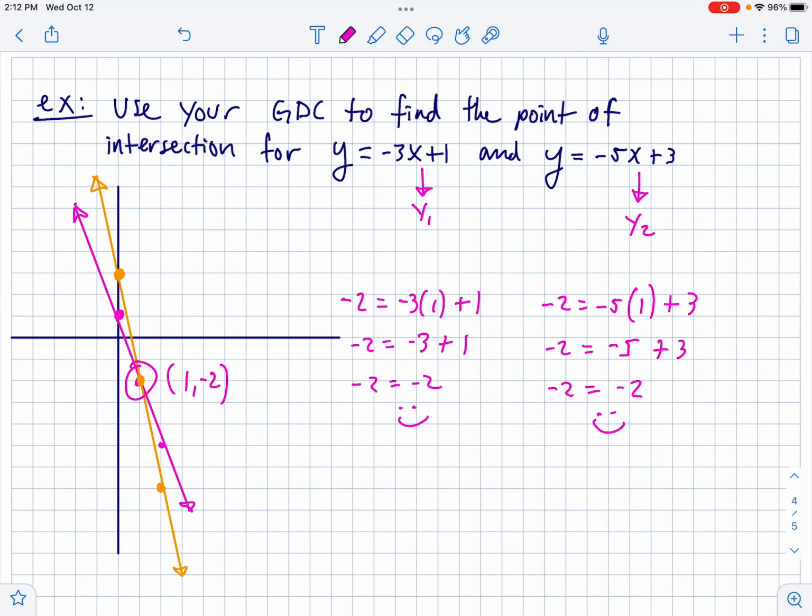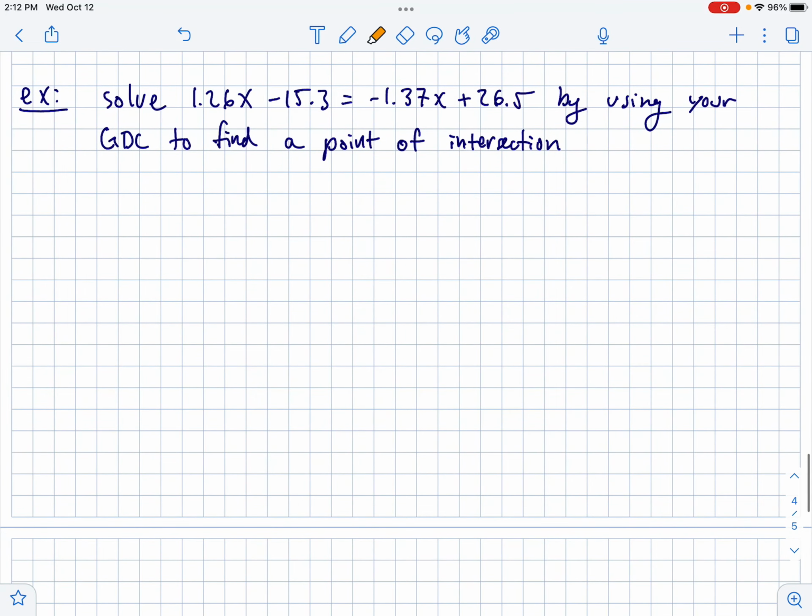Now, this was a very baby example of finding the intersection of 2 lines. Once again, if we're going to use our GDC, we're probably going to make it an intersection that's not nice, like one that doesn't work out well. You can do it algebraically, but I don't think we're covering that today. Last problem.